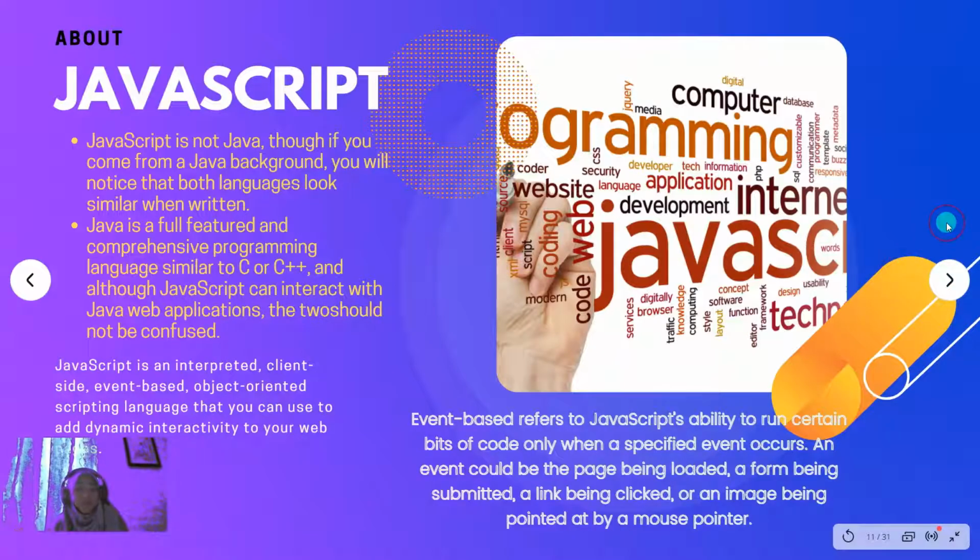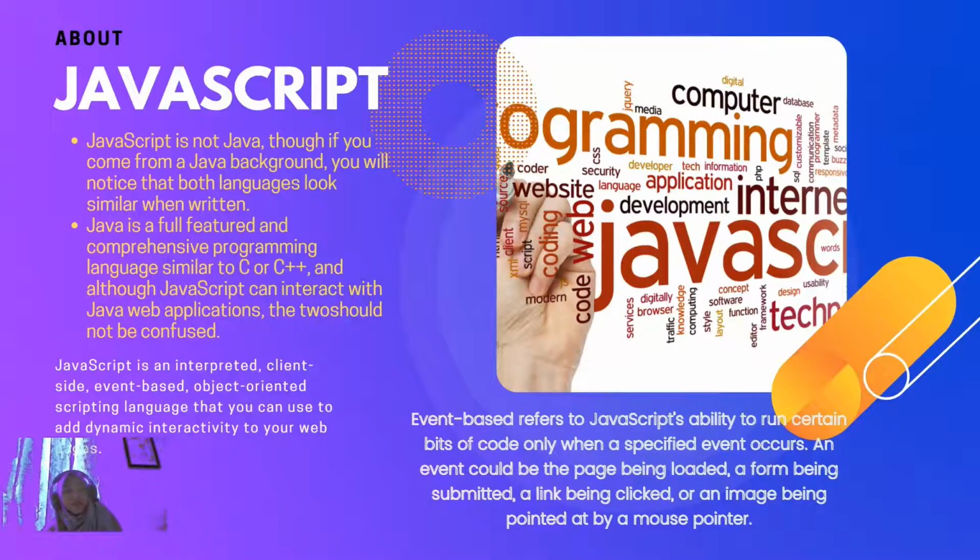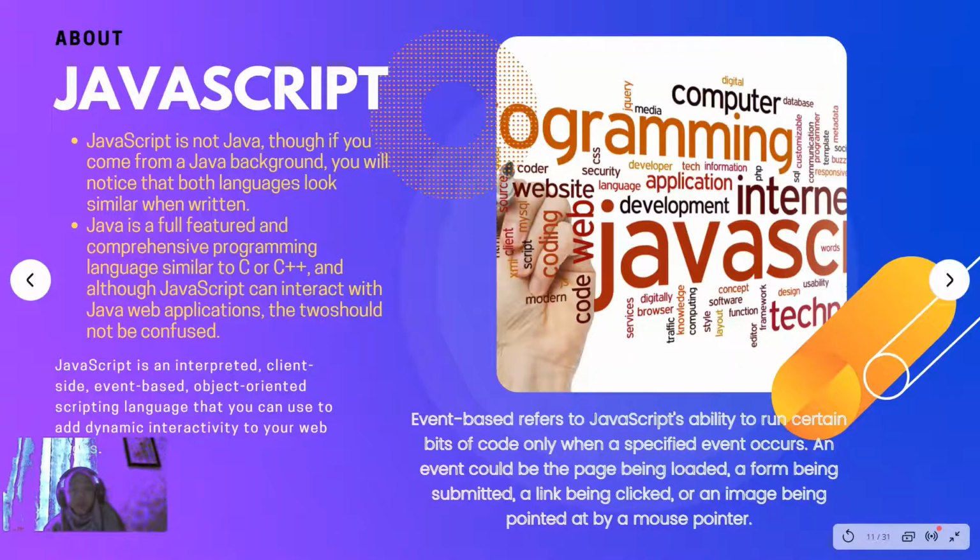Okay, so we will look at the first part, which is the introduction, before we go to the coding or the scripting language. Bear in mind that even though this is JavaScript, it is not Java. Though if you look at the syntax, it is almost the same as Java, but it is not Java. So we can say that JavaScript is a lightweight programming language. Java is a full-featured programming language, but JavaScript is for web applications to interact with.